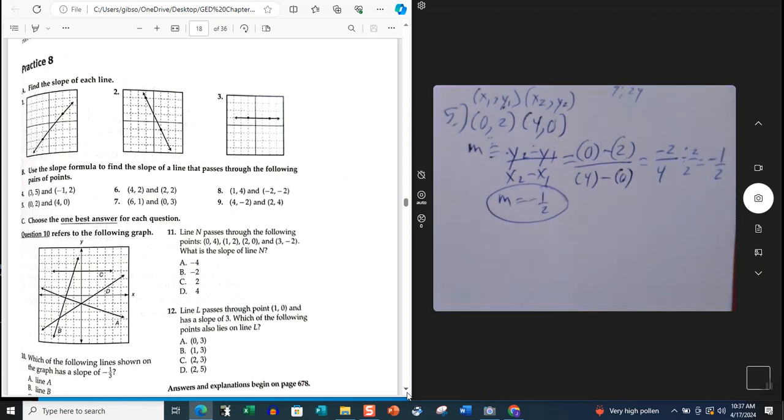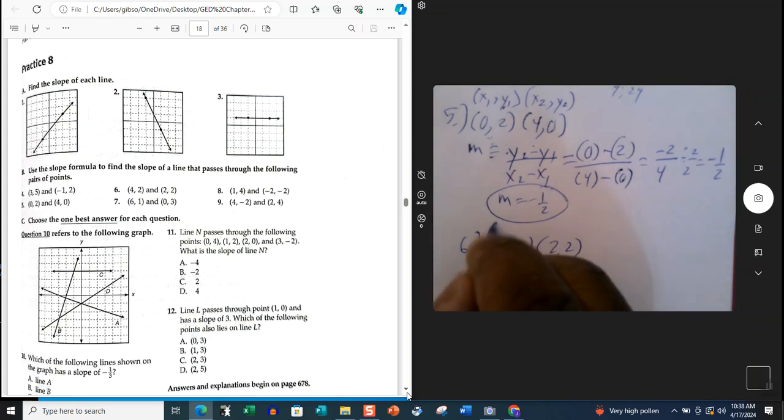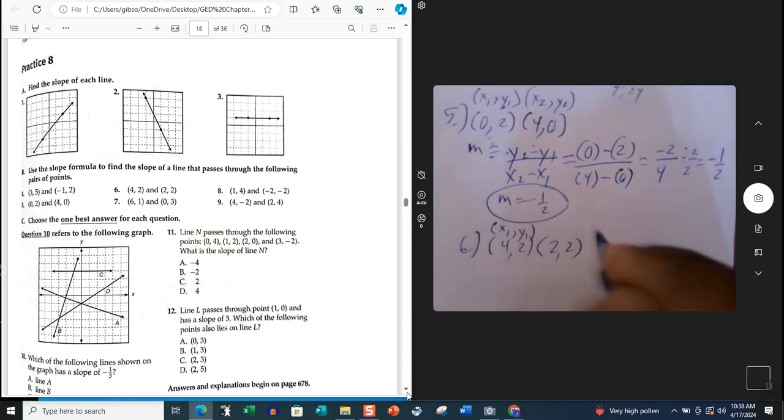All right, now let's take a look at number 6. Number 6, we have (4, 2) and we also have (2, 2). Okay, so now we will set this up like we did the other problems. Again, if you want to mark this, you could say x sub 1, y sub 1, x sub 2, y sub 2. But you should be thinking about that in your head more so than having to write it down all the time.